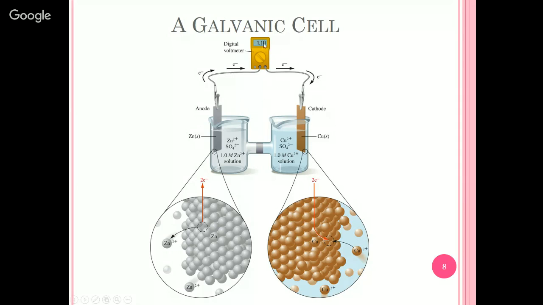Now, this 1.10, this is the volts that is created. This is the potential that is created from this electron flow, this current. And this came from the fact that we were adding the potential from the anode plus the potential from the cathode to get the potential for the cell. Keeping in mind that we're always going to take the negative of whatever your reduction potential is for the anode.